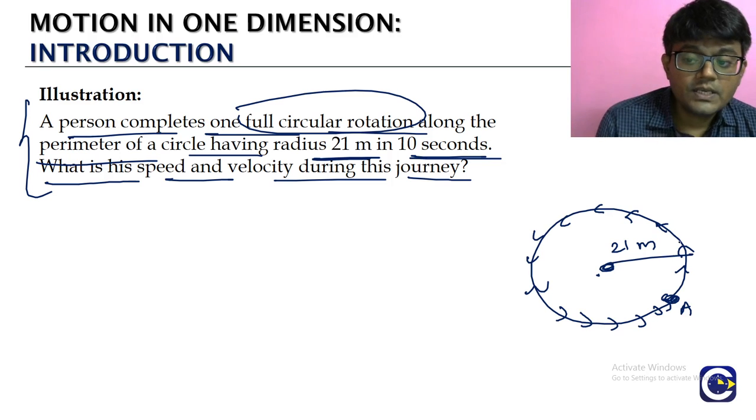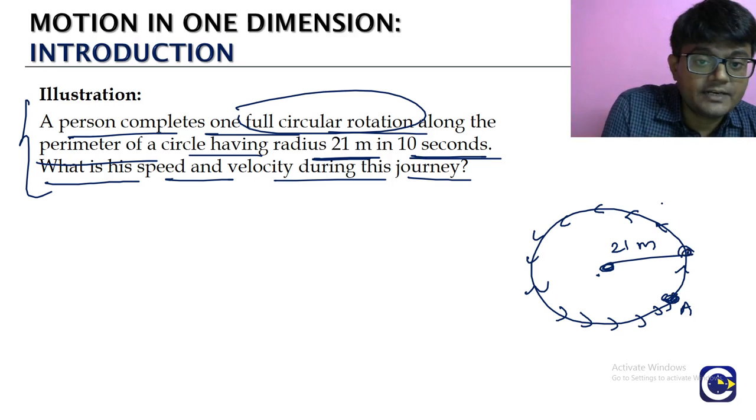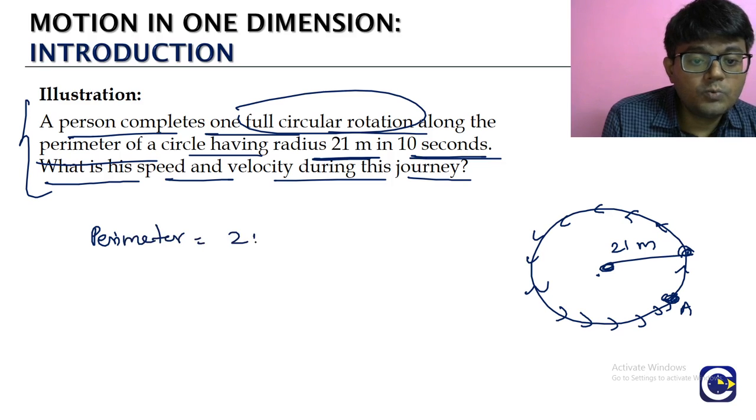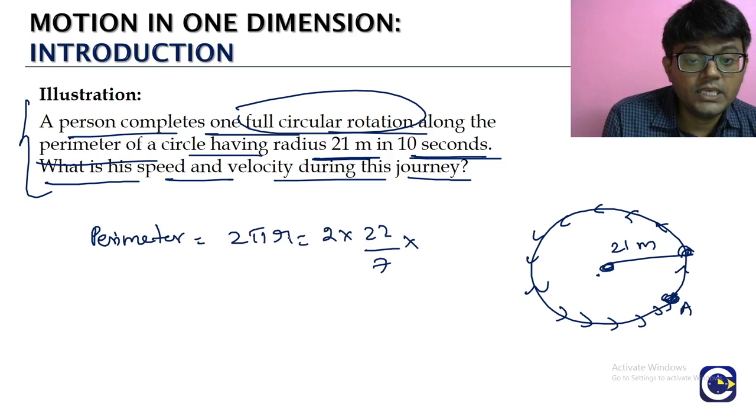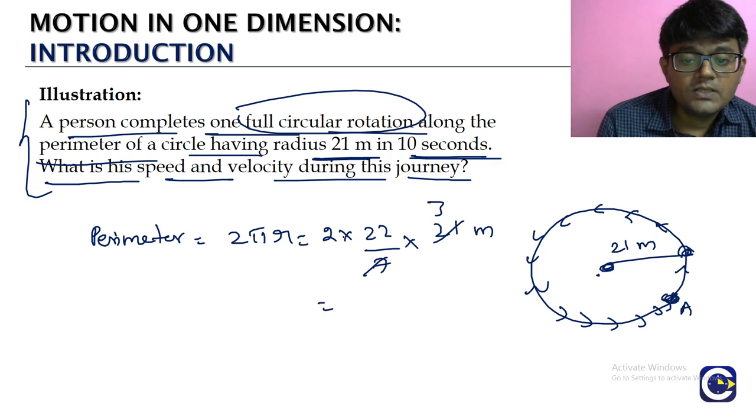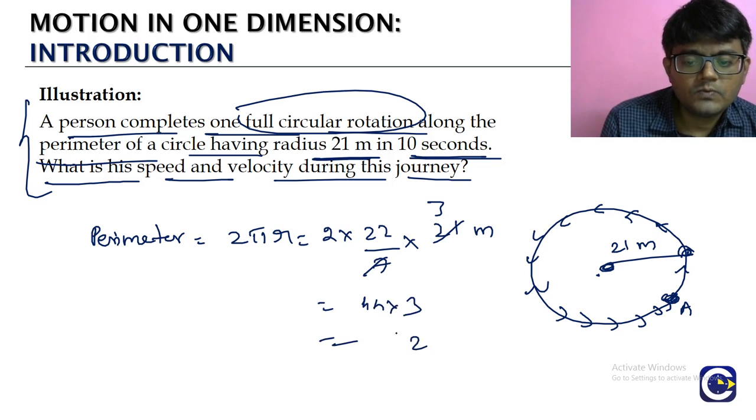Look at this journey. Starting from point A, he is covering the entire perimeter. What is the perimeter formula? 2 pi r. 2 into pi, we will take it as 22/7, because r is given as 21 meters, and we will see there is a cancellation. 7 ones are 7, 7 threes are 21. So 2 into 22 is 44, and 44 into 3 is 132 meters.